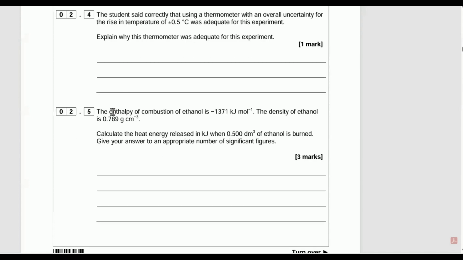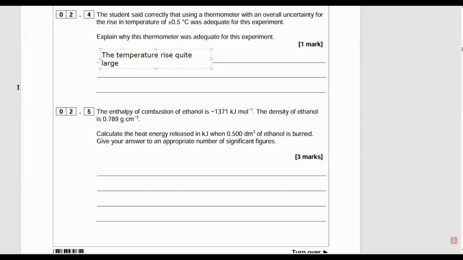Right, 2.4. The student said correctly that using a thermometer with an overall uncertainty for the rise in temperature of plus or minus 0.5 was adequate for this experiment. Explain why a thermometer was adequate for this experiment. Well, the reason is we got a large temperature rise. So the temperature rise was quite large. You had a 38-degree temperature rise.